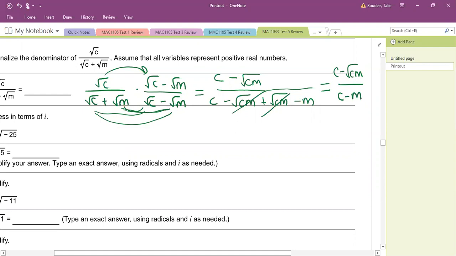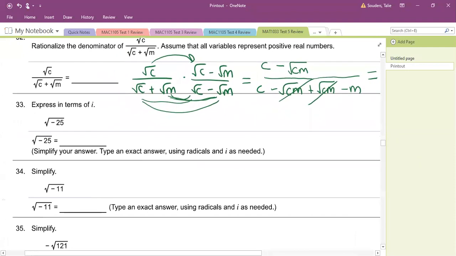Is there anything else that we can do here? No. I agree with you. The C's do not cancel, even though it might be tempting, right? Because remember, terms only cancel if the whole thing matches, right? When you have addition or subtraction, which you have here, you can only cancel things out if it's completely identical top and bottom, not just one part of the sum or difference. So very good. That is the final answer.